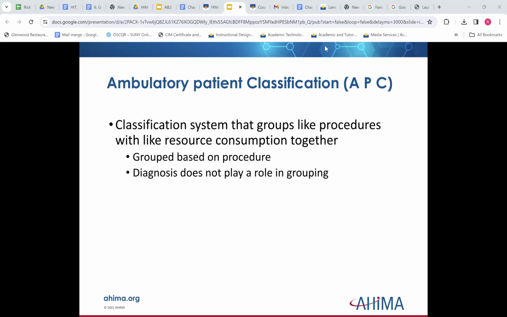So in this situation, what we're doing is grouping like procedures that use similar resources together in another payment classification, except instead of on the basis of what the patient's diagnosis is, we're grouping it on procedures. The diagnosis doesn't really play a role per se in the grouping, although obviously we're going to be doing procedures for certain types of diagnoses, right? But what drives it and what determines what APC it goes into is what the procedure itself is.